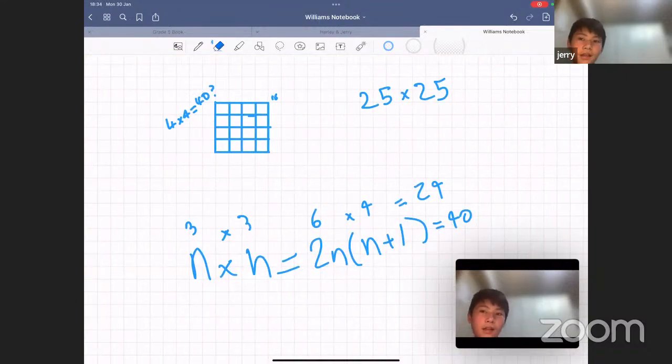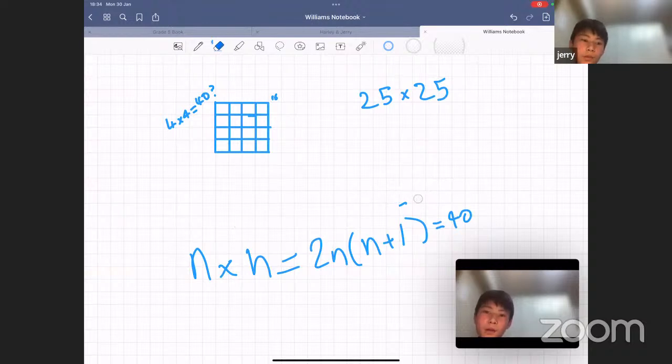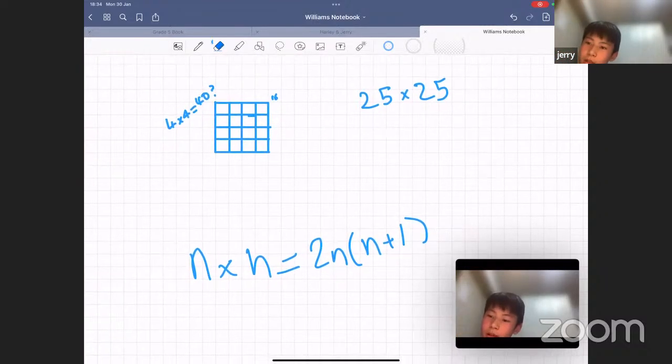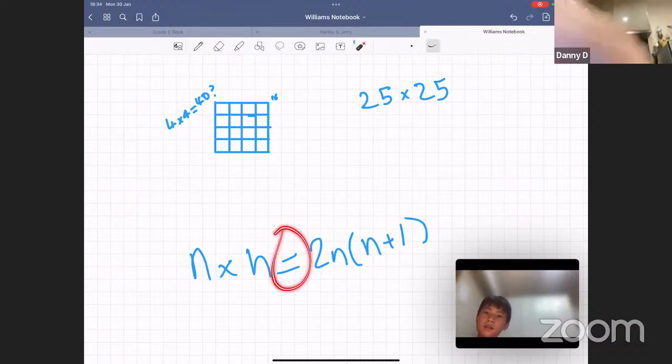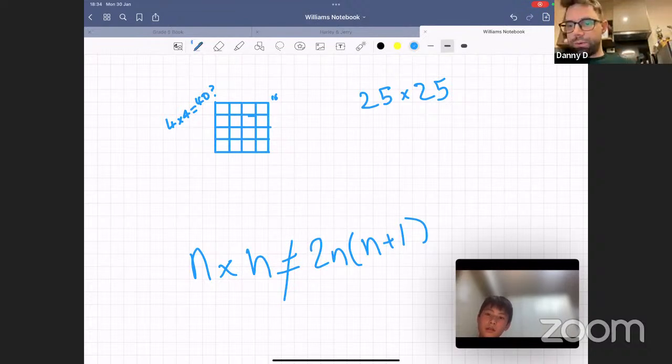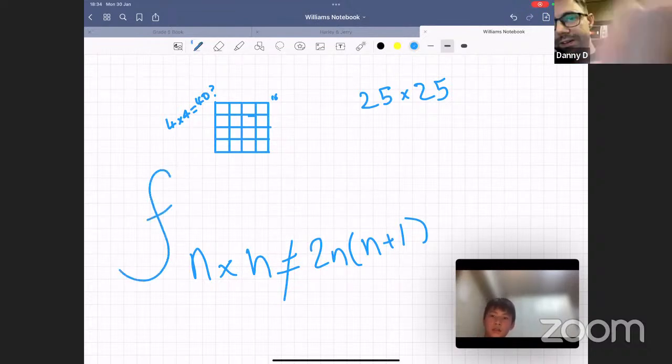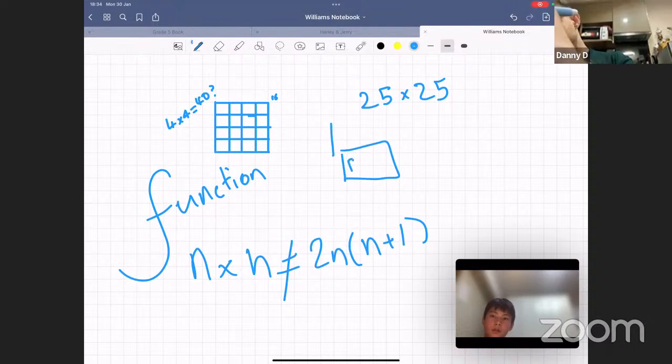if you really tried to solve this formula without adding any actual numbers, it's like n squared equals 2n squared plus 2n. So that makes no sense, right? So actually, this is not an equation. They're not equal. I think this is actually a function, where there's an input, a process, and an output.